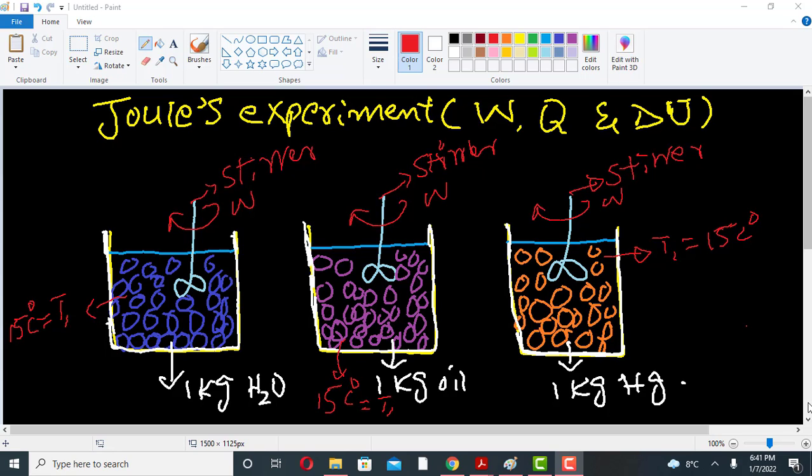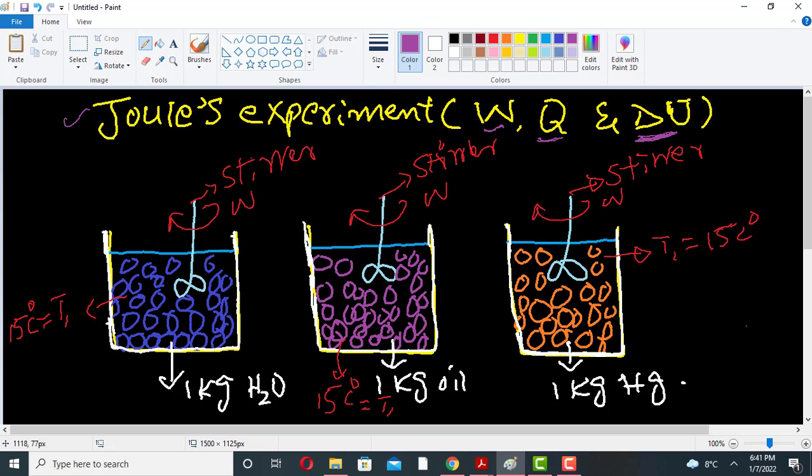In this lecture we will discuss Joule's experiment, work, heat and internal energy, and we will study what the relation is between work, heat and internal energy. So first of all we will discuss Joule's experiment.